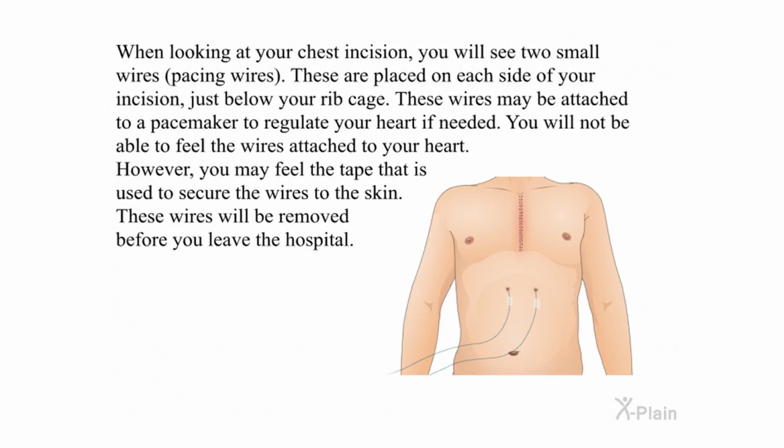When looking at your chest incision, you will see 2 small wires, pacing wires. These are placed on each side of your incision, just below your rib cage. These wires may be attached to a pacemaker to regulate your heart if needed. You will not be able to feel the wires attached to your heart. However, you may feel the tape that is used to secure the wires to the skin. These wires will be removed before you leave the hospital.